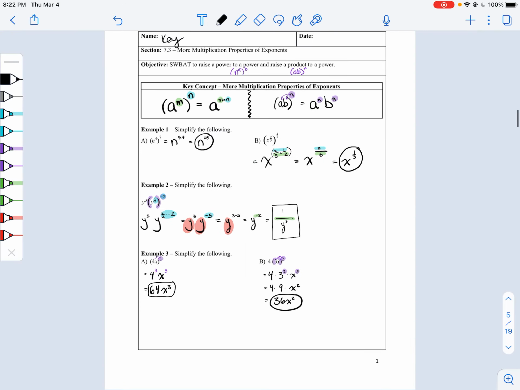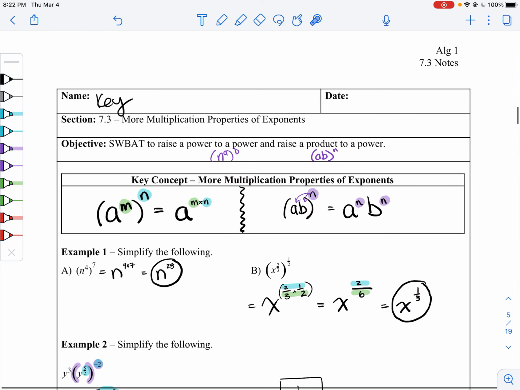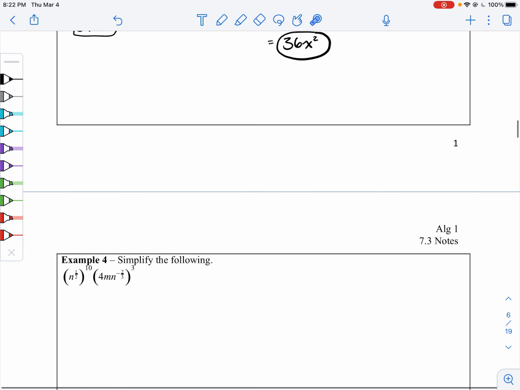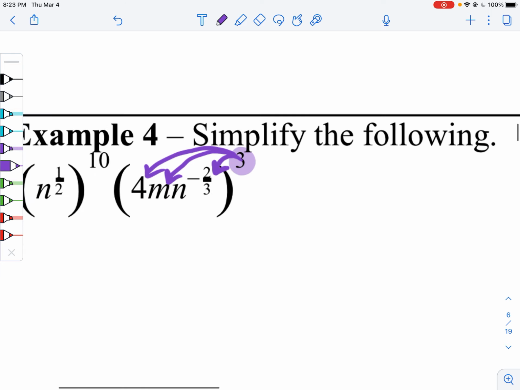Isn't that awesome? So remember that when you have a product in parentheses and then you have a power, that power goes to both, or in fact, everybody in parentheses, even if there's more than 2 people in there. And by people, I mean bases. Like this guy right here. Oof, look at him. He's got a cube, so you get a cube, and you get a cube, and you get a cube as well.